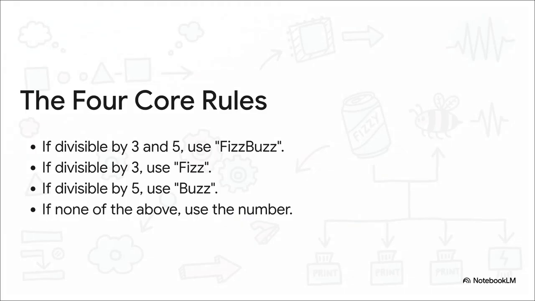And here they are, the rules. They're actually super simple, only 4 of them. If a number can be divided by both 3 and 5, you write FizzBuzz. If it's only divisible by 3, you write Fizz. If it's only divisible by 5, you write Buzz. And if none of that is true, you just stick with the number itself. That's it. Simple, right? But the real magic is in the order you check them.